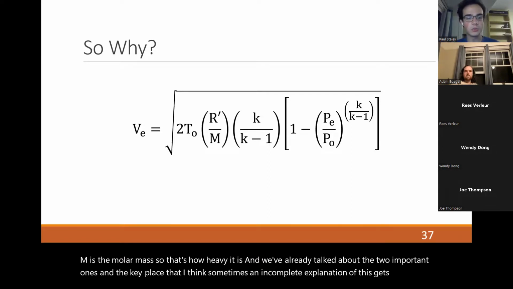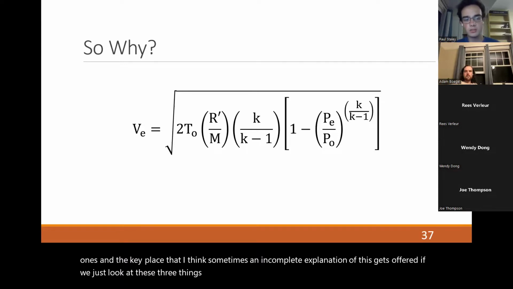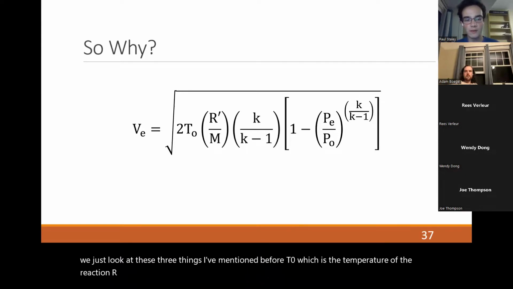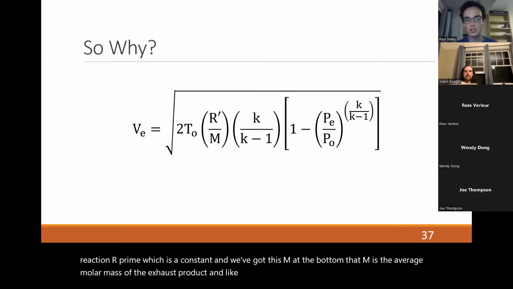If we just look at these three things I've mentioned before, T0, which is the temperature of the reaction, R prime, which is a constant, and we've got this M at the bottom. That M is the average molar mass of the exhaust product. And like we talked about, when we go fuel rich, the average exhaust product gets lighter.